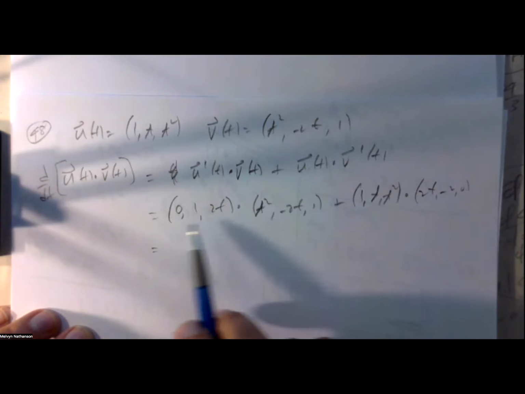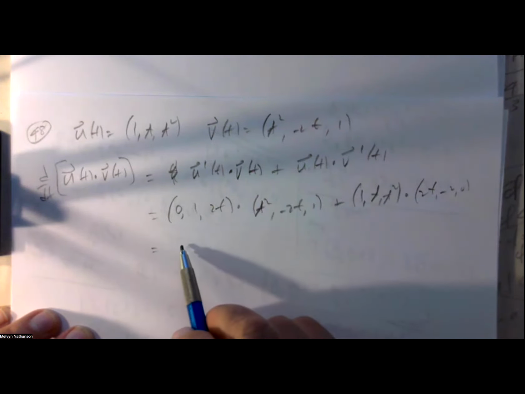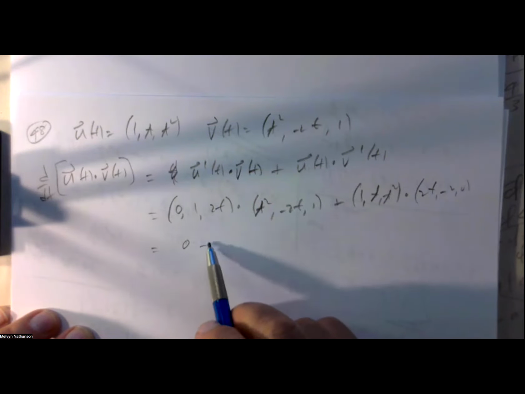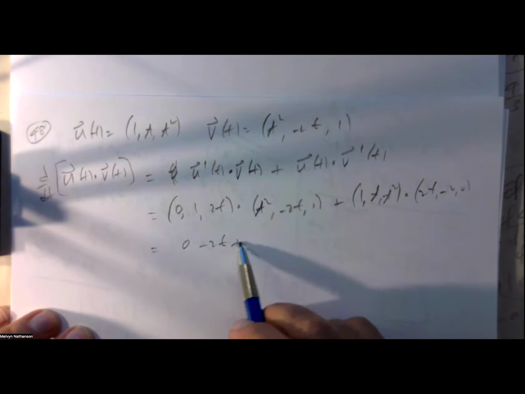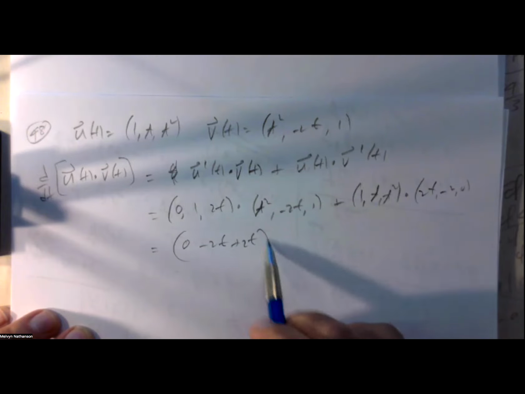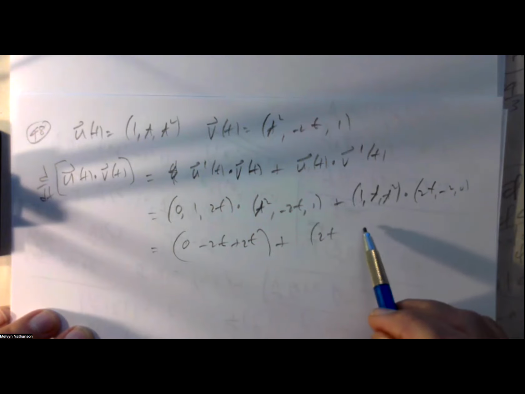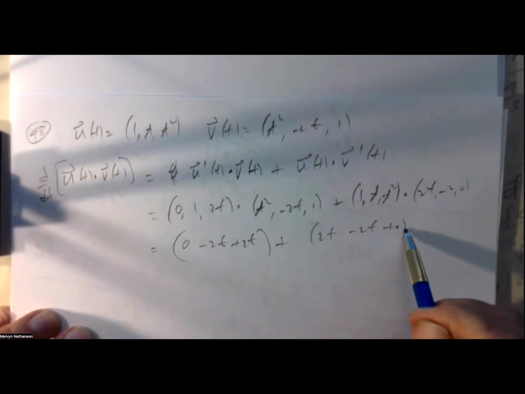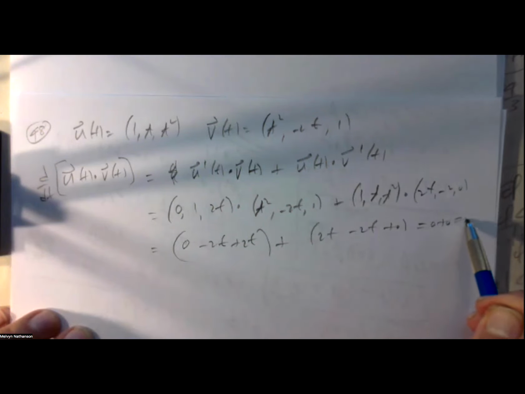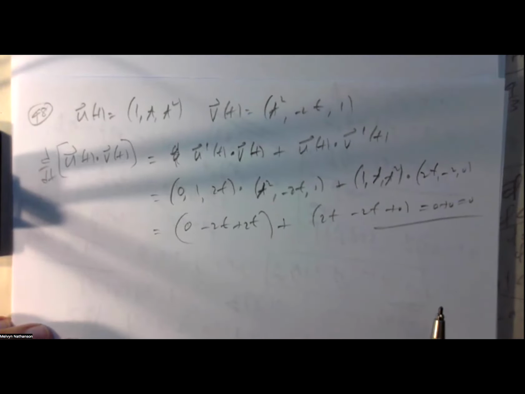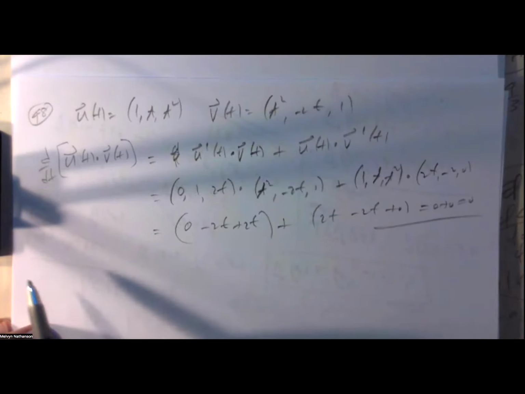This dot product is 0 minus 2t plus 2t. And this dot product is 2t minus 2t plus 0. We get 0 plus 0, we get 0. So the derivative of the dot product, by the product rule for the dot product, is the constant function 0.